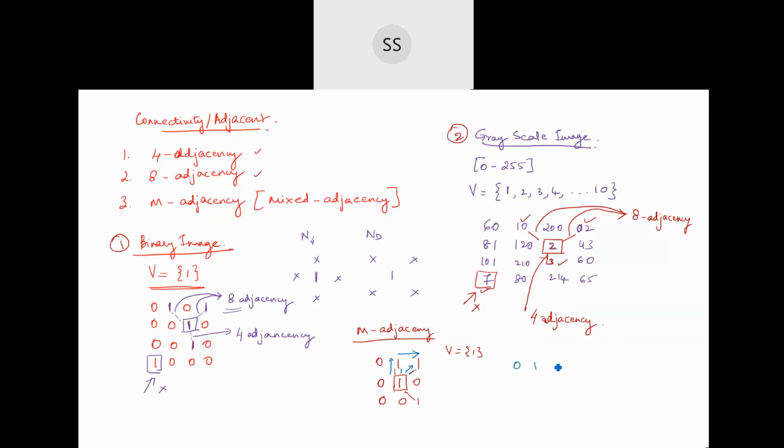If you have 0, 1, 1, 0, 1, 0, 0, 0, 1, this one is connected diagonally. This one is connected in the straight way. From here, you cannot have this diagonal connectivity. You have to go through the straight connectivity. That is, one is connected to one, and from here you will have this kind. You will have your straight connectivity here. You will not have your diagonal connectivity there. So that is the concept of your M adjacency.